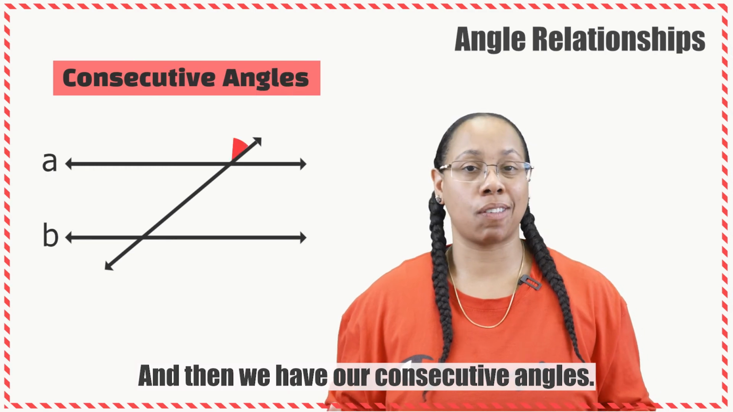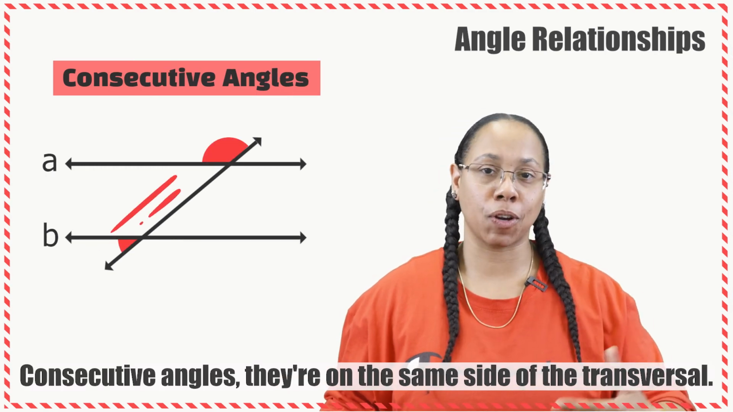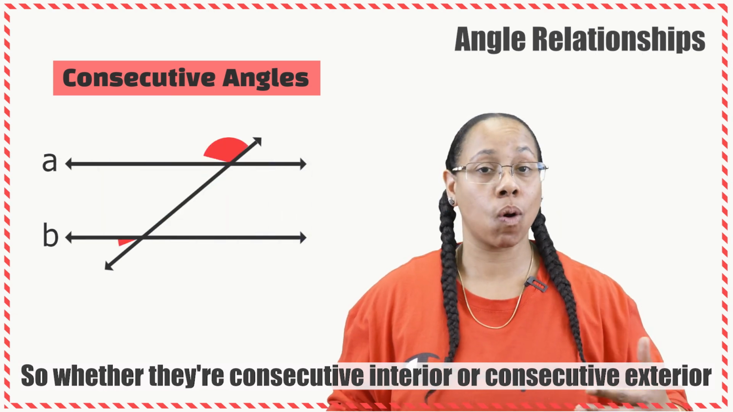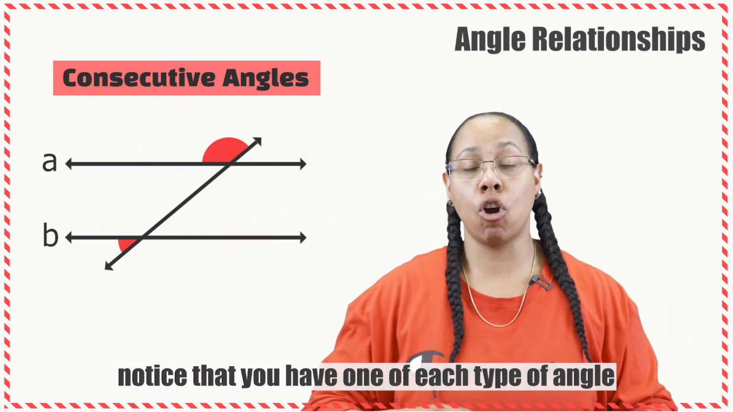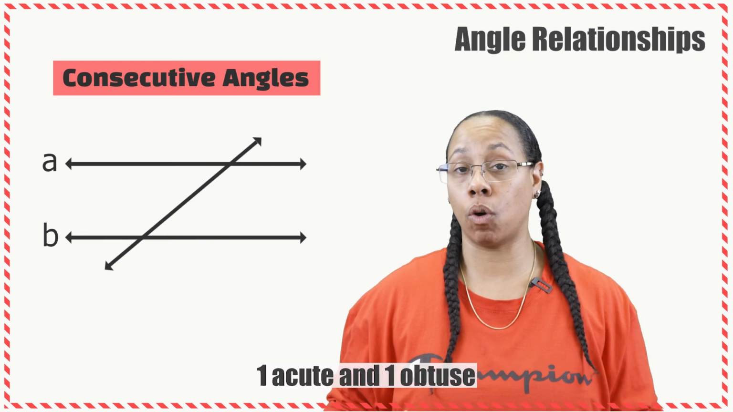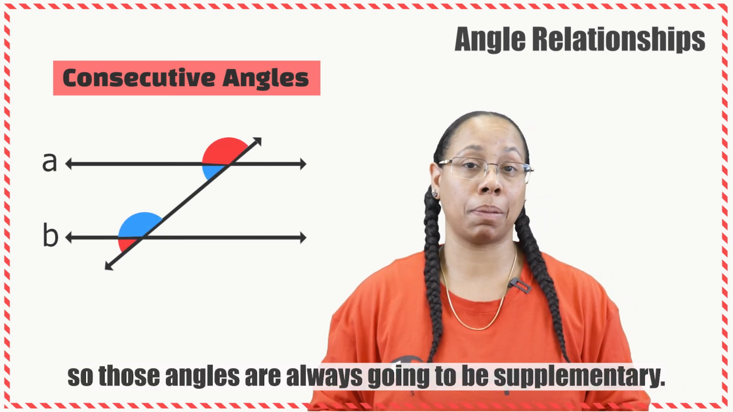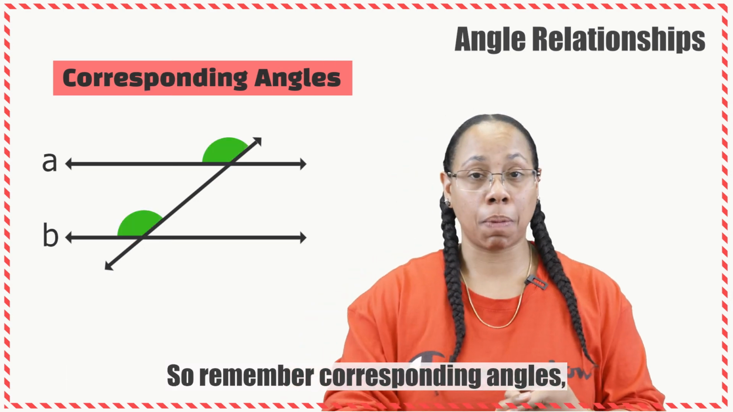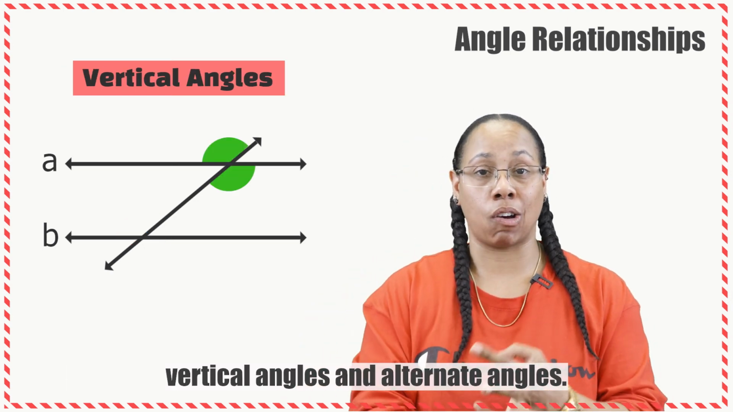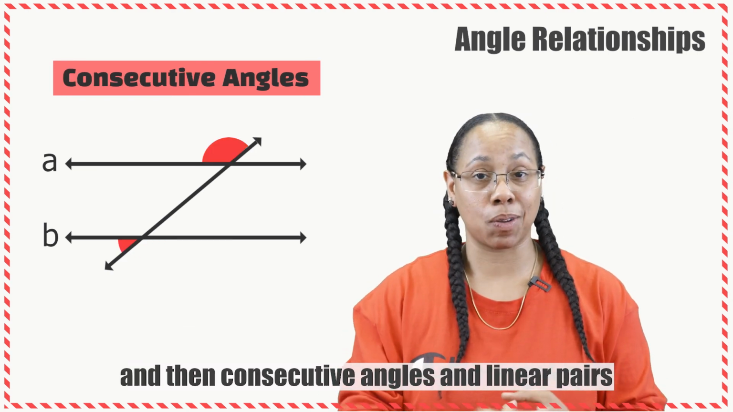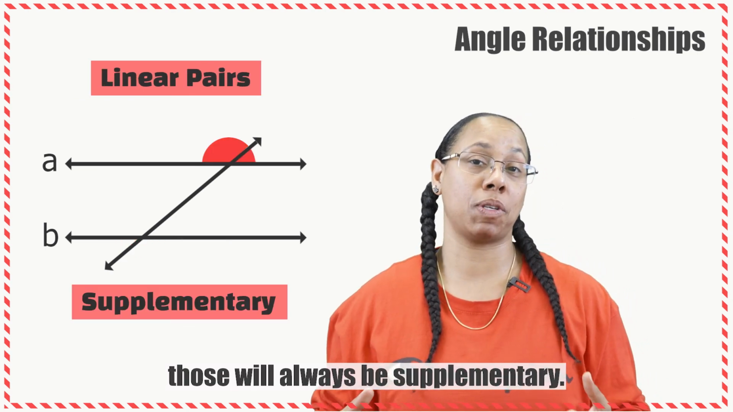And then we have our consecutive angles. Consecutive angles are on the same side of the transversal. So whether they're consecutive interior or consecutive exterior, notice that you have one of each type of angle, one acute and one obtuse. So those angles are always going to be supplementary. Remember, corresponding angles, vertical angles, and alternate angles are all going to be congruent. And then consecutive angles and linear pairs will always be supplementary.